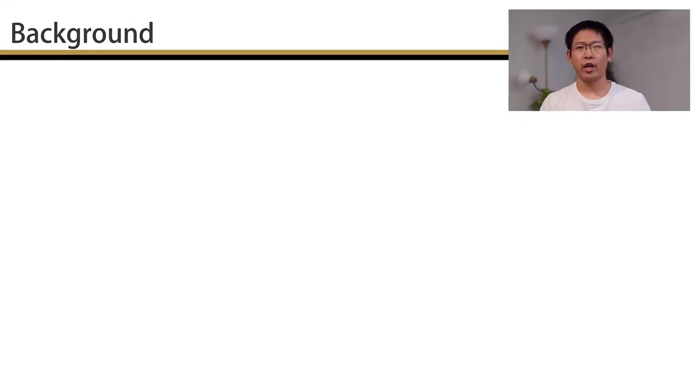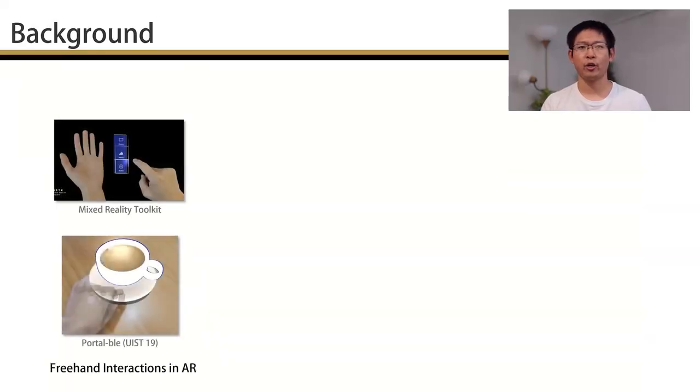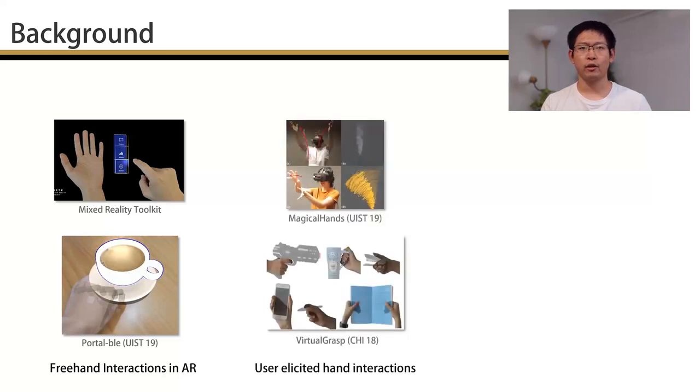Empowered by the hand tracking techniques, freehand interactions have become an important way to interact with virtual contents. But most AR systems only support limited gestures, such as pointing and grabbing. Some prior works invited end users to customize the hand interactions. Yet these works involved an offline learning process, and users could not test and play with interactions immediately.